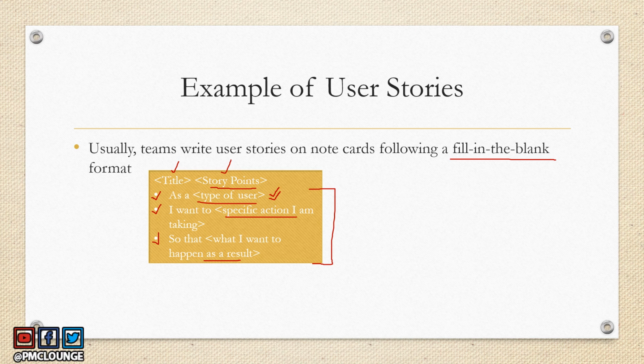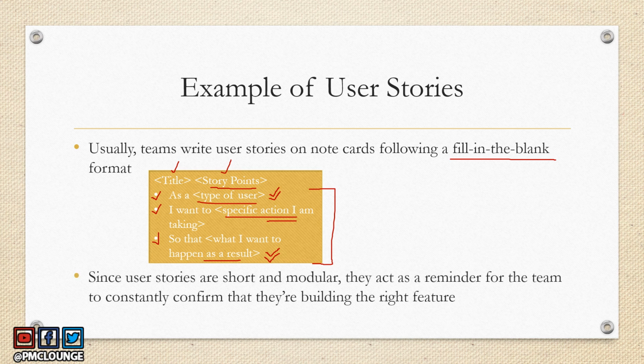So that what I want to happen as a result, this statement basically tells the team why the user wants this feature. Why the user wants this feature is that once the hotel room is booked on a third party website, a website which is not the hotel's official website, a room should be booked in his or her name in the hotel reservation system software as well. So that is an example of a user story.